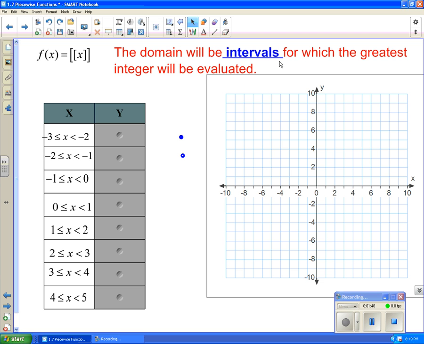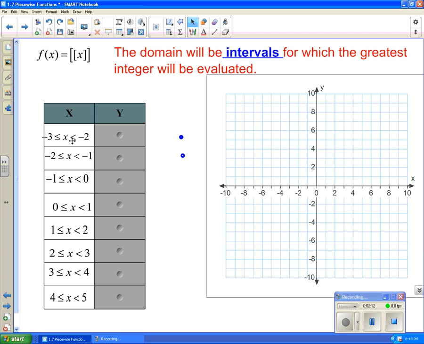Now the greatest integer is always going to be the integer that is to the left of a number on the number line. So if you'll notice the way that I set these up, the left-hand side of each one of these intervals has a less than or equal to. So it's going to have a closed dot on the left-hand side, and on the right-hand side, it's just less than. It'll have an open dot. So the left hand will be closed, and the right hand will be open.